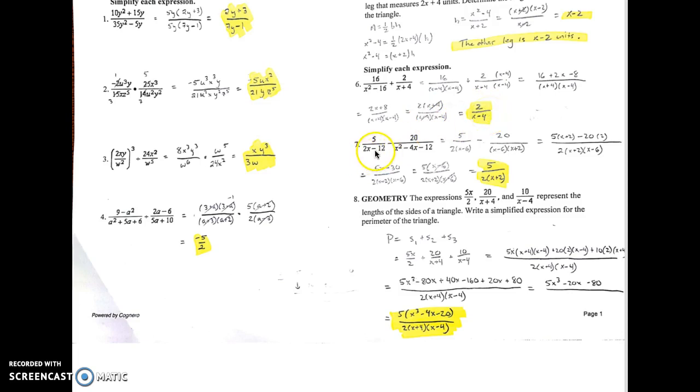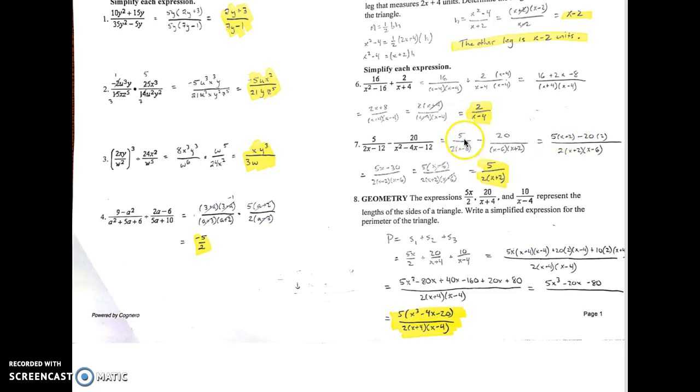Question 7, similar process to number 6, except this time you're subtracting. I need to factor my denominators first. This first fraction has a denominator that factors into 2 times x minus 6. And the second fraction factors into x minus 6 times x plus 2. You can see that each one has x minus 6, so that's good. But this has x plus 2, so this one needs an x plus 2. And this has a 2, so this one needs a 2. So my common denominator is going to be 2 times x plus 2 times x minus 6.